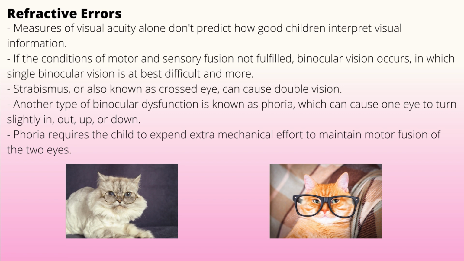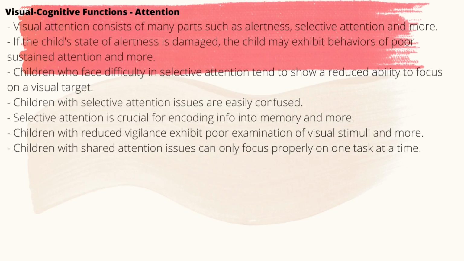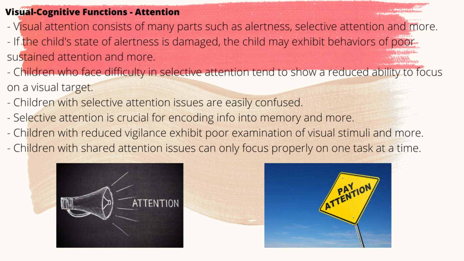Strabismus, also known as crossed eye, can cause double vision. Another type of binocular dysfunction is known as phoria, which can cause one eye to turn slightly in, out, up or down. Phoria requires the child to expend extra mechanical effort to maintain motor fusion of the two eyes, whether focusing near or far.